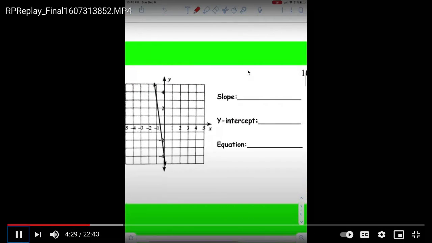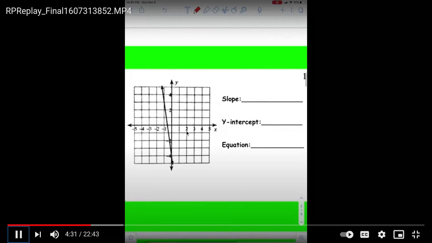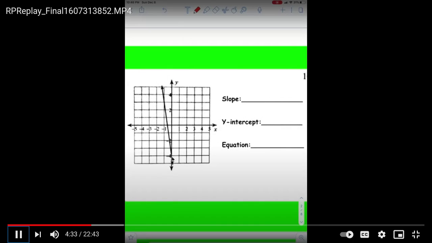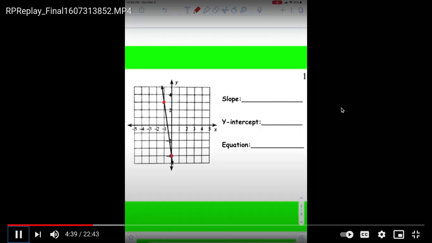We're going to do the same thing down here. I'm going to find 2 points again. So here I have (0, -4) and I have (-1, 3). So I'm going to do the same thing.